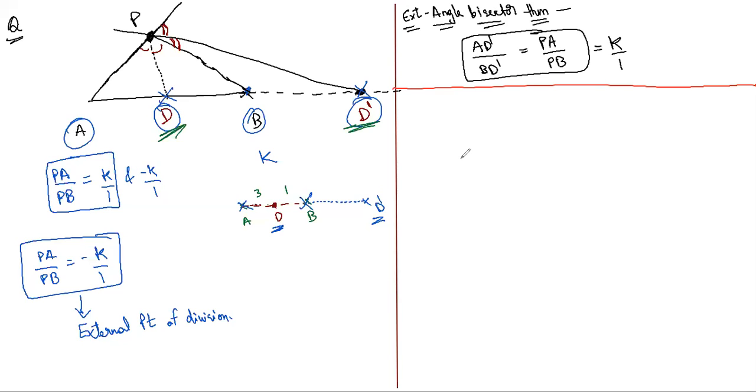Then we're continuing the proof now. For any two fixed points A and B, there will be 2 points which will divide it in the ratio k is to 1. One will be an internal point and the other one will be an external point. Now I'm going to tell something very important. What will be the angle between these two angle bisectors? What is the angle between the internal angle bisector and the external angle bisector?